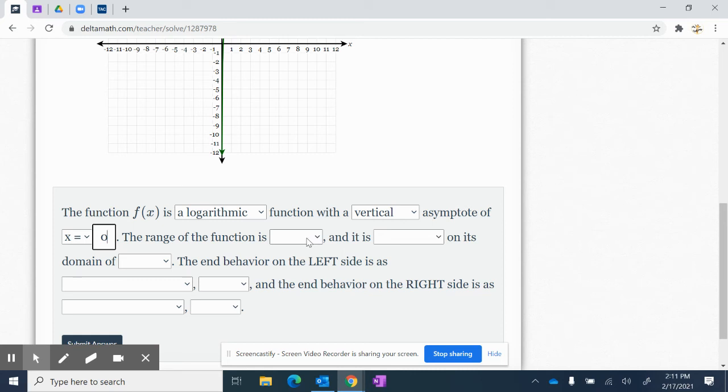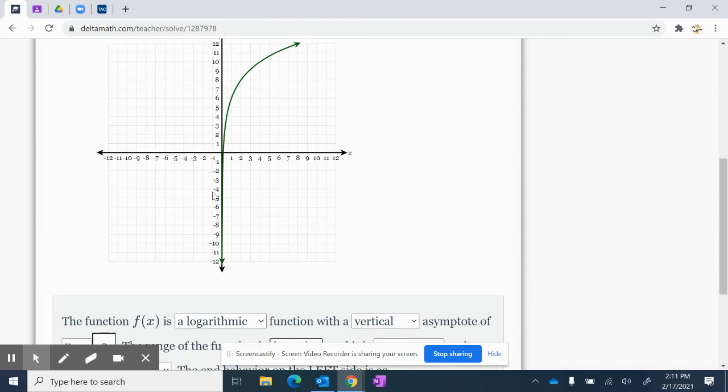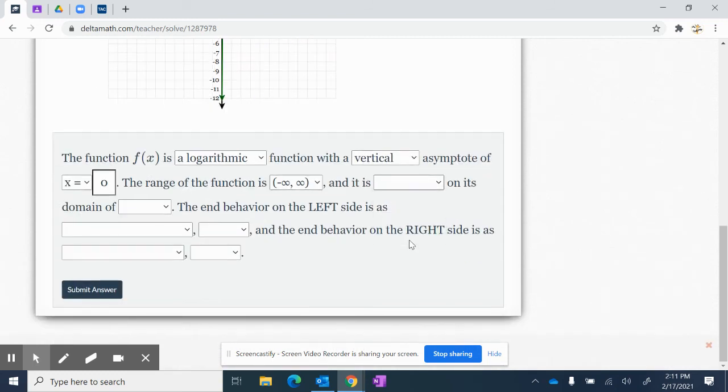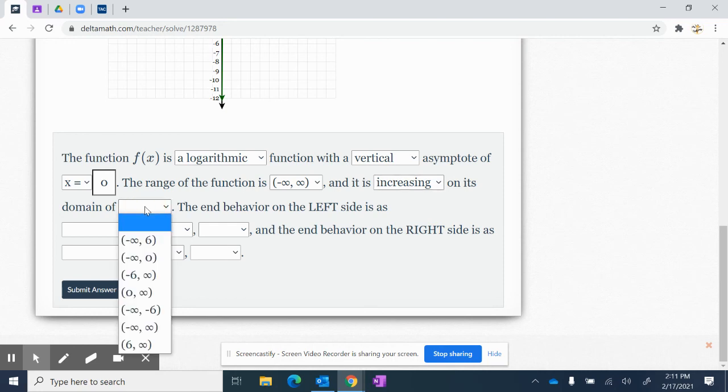The range of a log problem is always negative infinity to positive infinity. And this one is increasing. So I'm starting down and I'm working my way to the top. So it's getting bigger, it's increasing. And the domain is the asymptote, comma, infinity. So 0, comma, infinity.